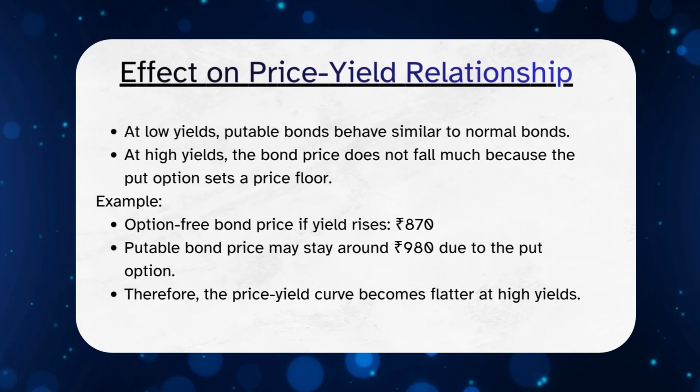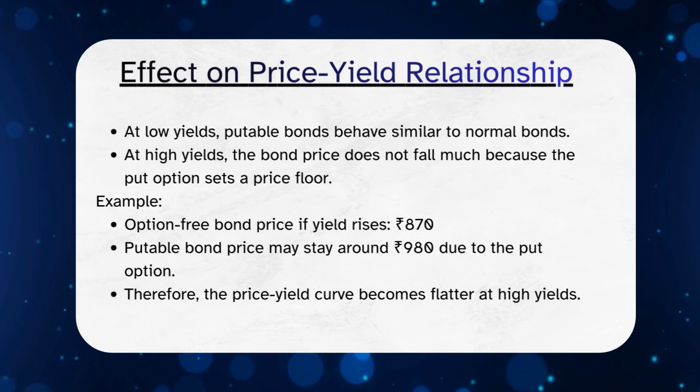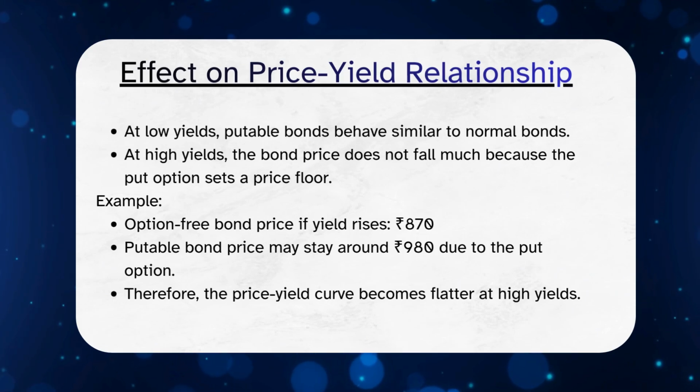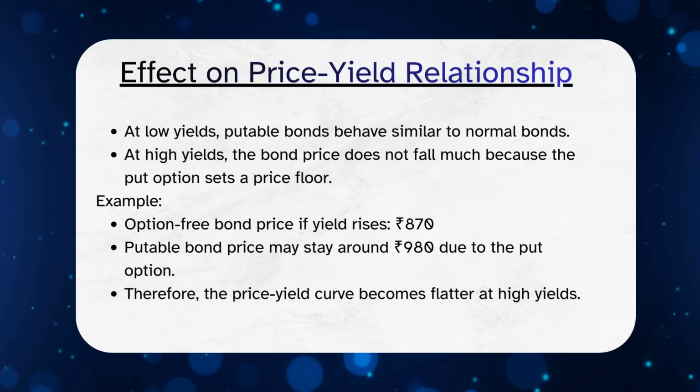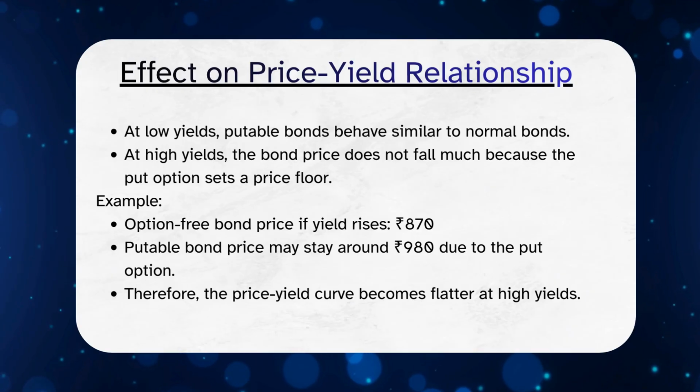When yields rise significantly, the price of a normal bond would fall sharply. However, for a putable bond, the price decline is limited because investors have the option to sell the bond back to the issuer at the predetermined put price. This effectively creates a price floor, making putable bonds less risky for investors in rising interest rate environments.